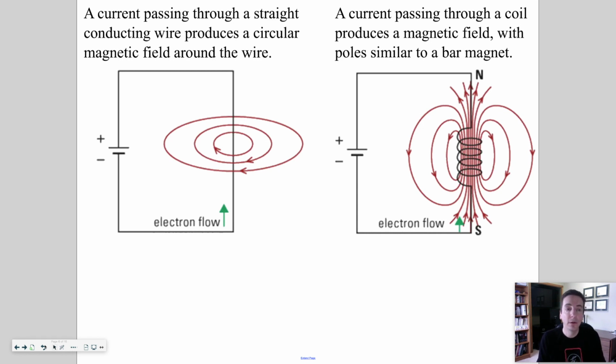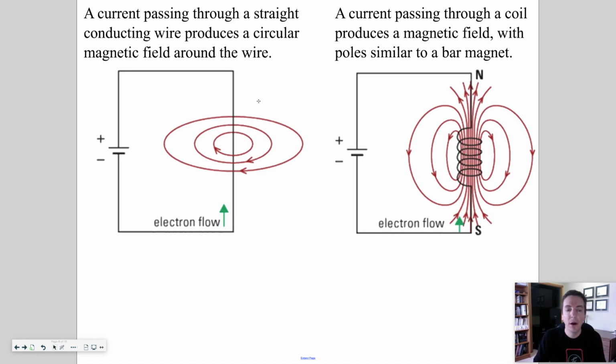A current passing through a straight conducting wire produces a circular magnetic field around the wire. So that is the shape of the field around the wire. The magnetic field lines are in concentric circles centered around the wire. So that's kind of weird looking because electric and magnetic fields aren't like that.